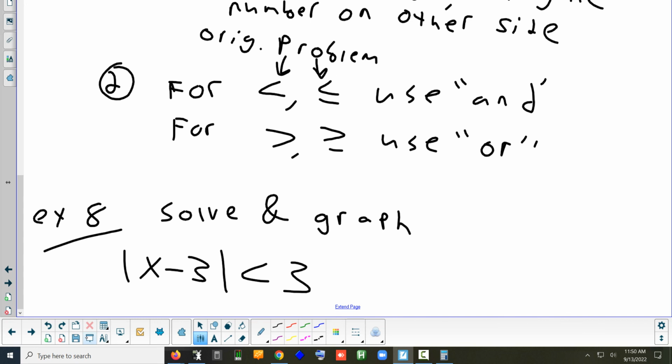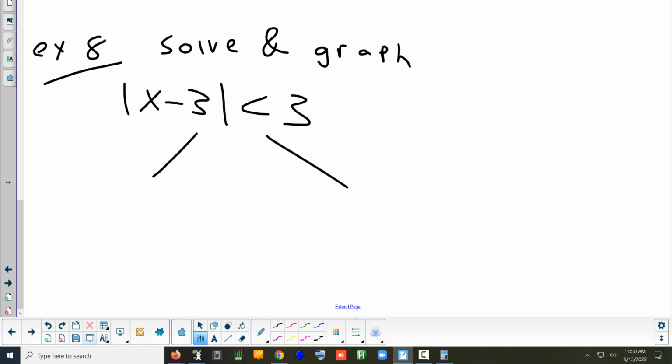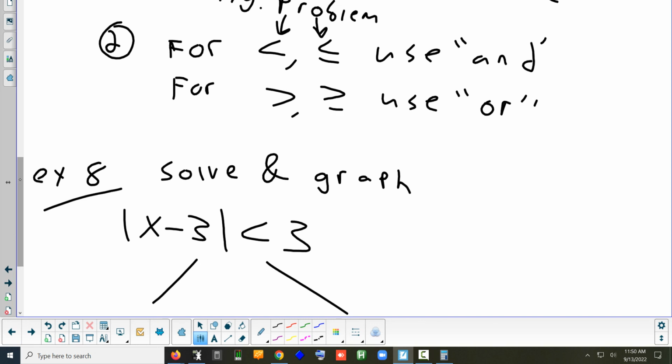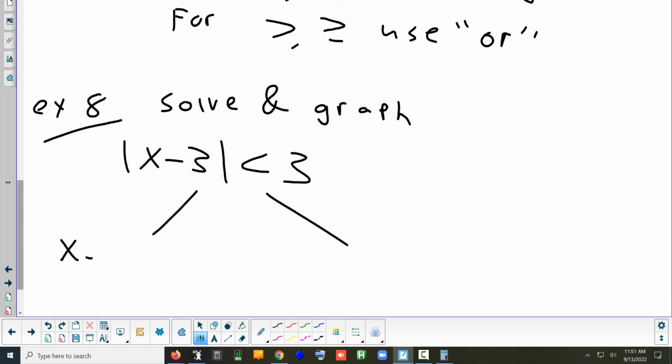So let's try this one. Is the absolute value isolated already? Yes. So then we are ready to split it. What's going to be my first inequality when I split this up? Yep. x minus 3 is less than 3. Perfect.